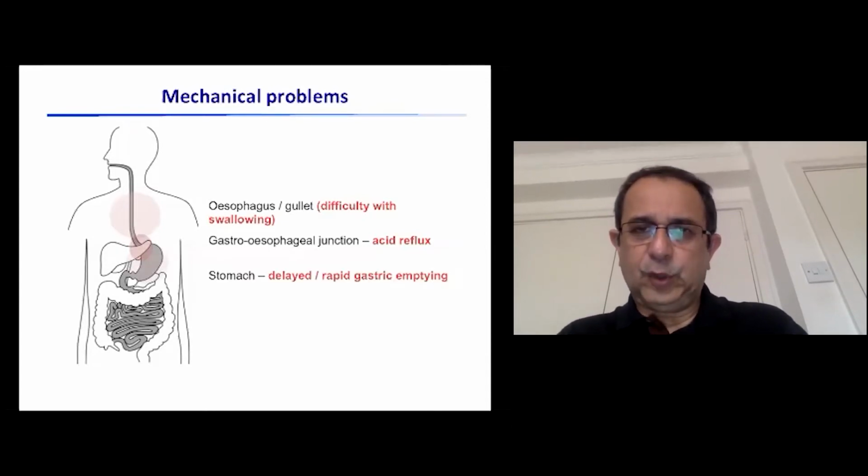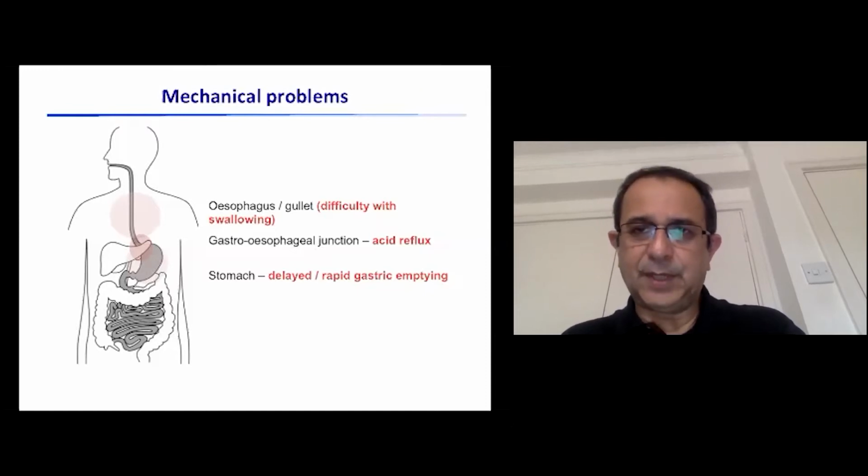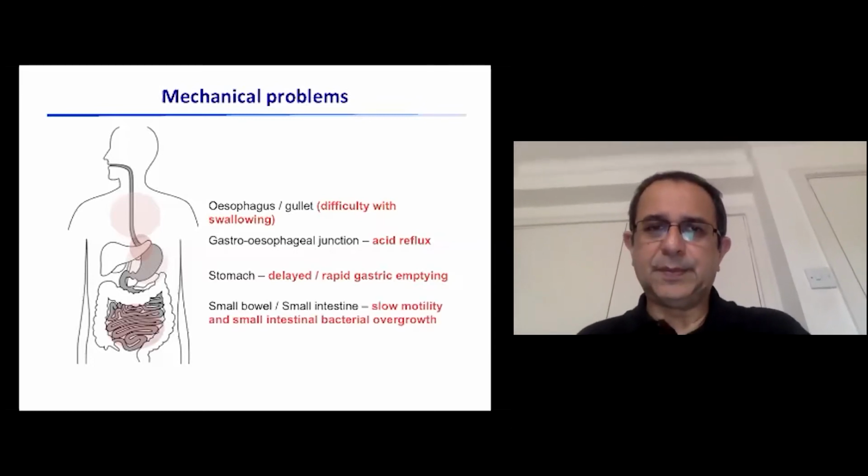And if your stomach is too sluggish, then that will produce a delay in the emptying of the stomach, often described as delayed gastric emptying. But sometimes there is a group of patients, particularly with POTS, who have rapid gastric emptying as well. Both delayed and rapid gastric emptying can produce different types of symptoms, but pain, discomfort, bloating, and early satiety, which means that you get full very quickly after a meal, are quite common symptoms.